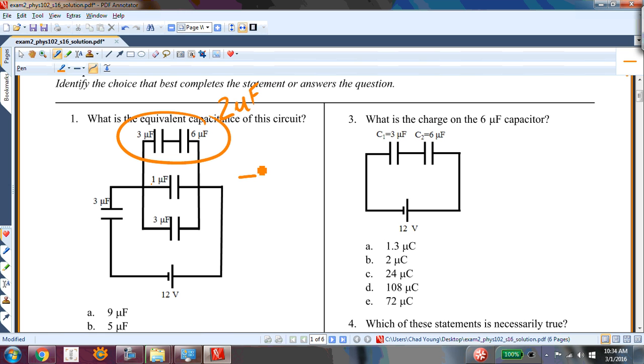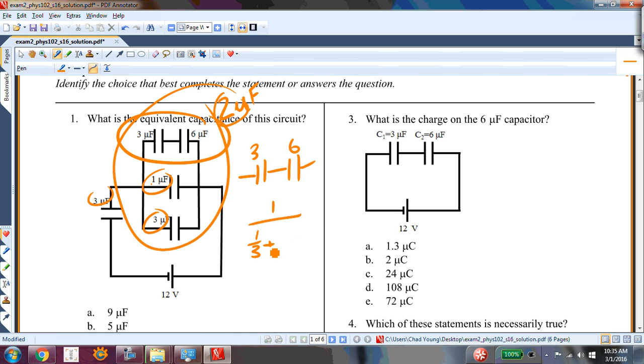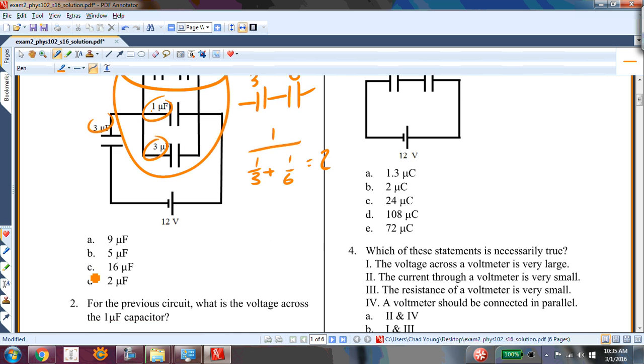So my equivalent circuit will be 3 and 6, this 3, and then this whole thing here is going to be 6. 2 plus 1 plus 3, and that's going to be 1 over 3 plus 1 over 6, which is equal to 2. So for number 1, the answer is 2.